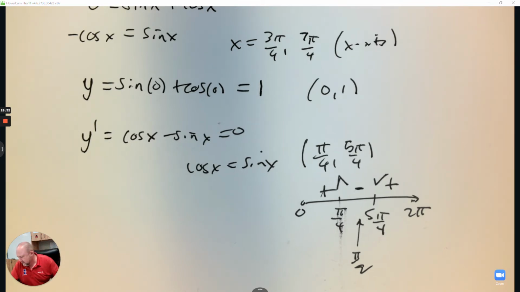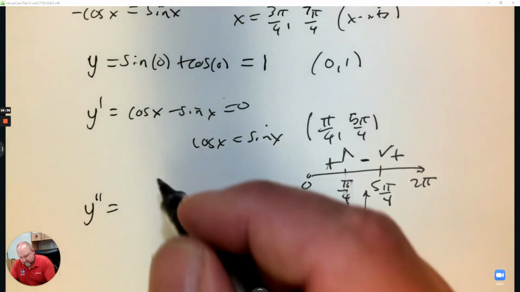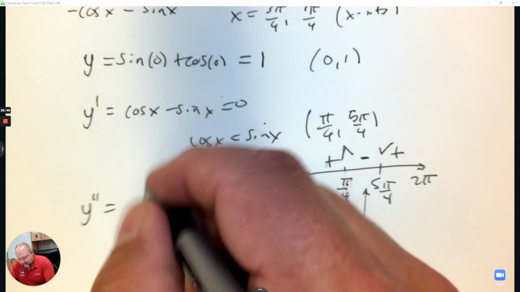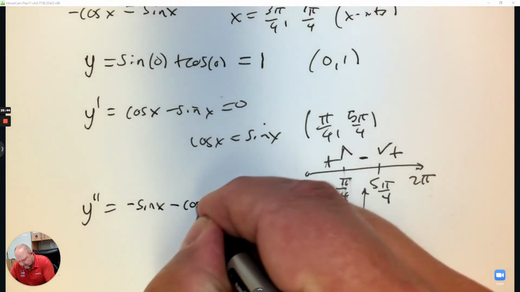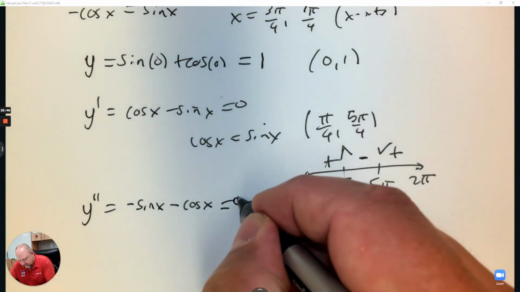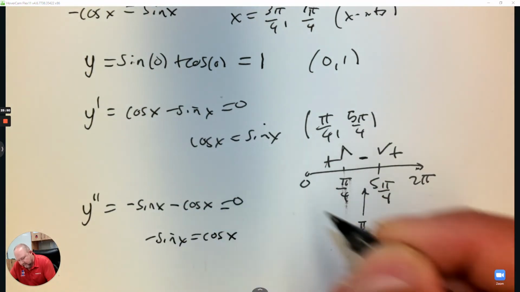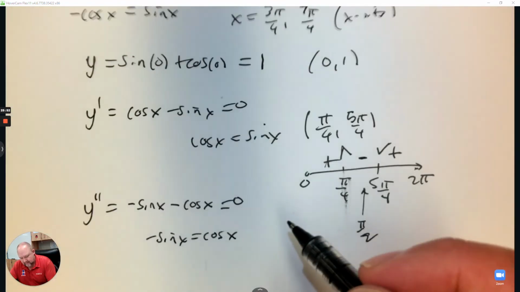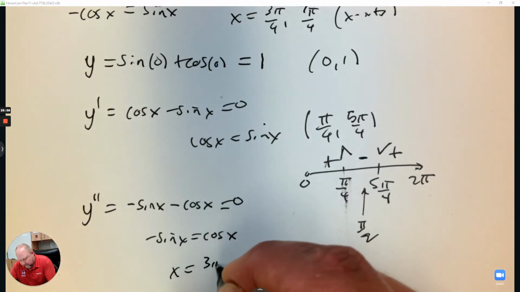What's the next thing? The points of inflection. So now I got to take the derivative again. The derivative of cosine is negative sine. The derivative of sine is cosine, but it's already negative, so it stays negative. Equal to 0. This is the same situation I had before. So the intercepts are points of inflection.